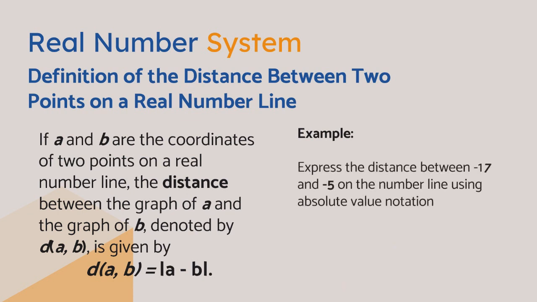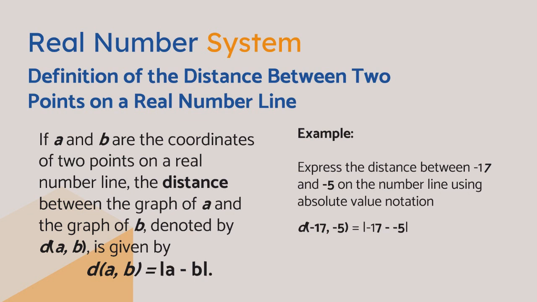Express the distance between negative 17 and negative 5 on the number line using absolute value notation. The notation is simply d, negative 17, negative 5 is equal to the absolute value of the first number first. So it's negative 17 minus negative 5.